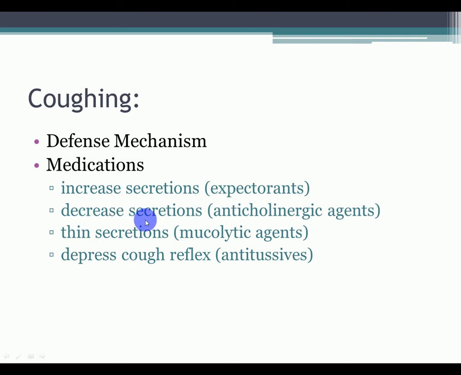Those that decrease the secretions, your prototype is like atropine, they dry you up. Those that thin the secretions, your mucolytics, is like your Mucomist, and that's also an antidote for acute Tylenol poisoning, by the way. And those that depress the cough reflex, antitussives, that would be like your Tussilin Pearl drops as an example of that one.